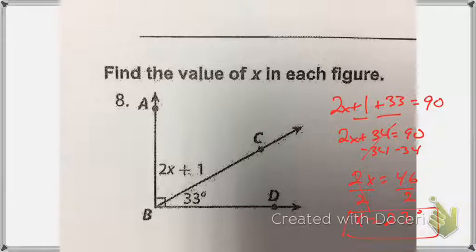Now, here's the dealio. In this case, it's asking what is x. That's it. But you could also find this angle measure by substituting 23 in for x and getting my 47. And you might want to do that to check your answer, because what should be true about these 2 angle measures? They should add up to 90.